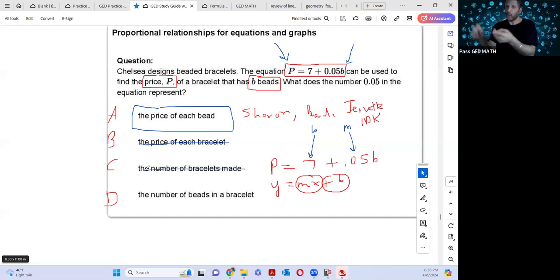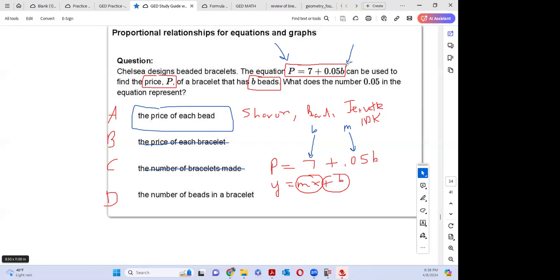Identify your given. What do they want to know? Let's look at what we're given. We know the price is P. So what does this tell me? The price of each bracelet is going to be $7 plus 5 cents times each bead. I put it in words. The price of the bracelet is $7 plus 5 cents times each bead. Now it's easy. Now I know what that 0.05 means. The 5 cents, if I'm multiplying that by each bead, that's the price of the bead. Most people get this type of question wrong. And again, it's not a hard problem.